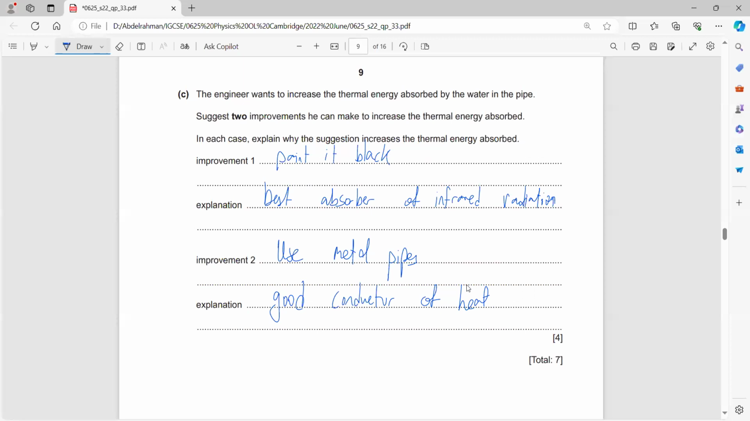Which answers do we know are 100% right? If I paint it black. Why will I paint it black or dull black? Because black is the best absorber. This is 100% correct. What about the metal? Metal is 100% correct, because metal will be a better conductor of energy, of heat energy.